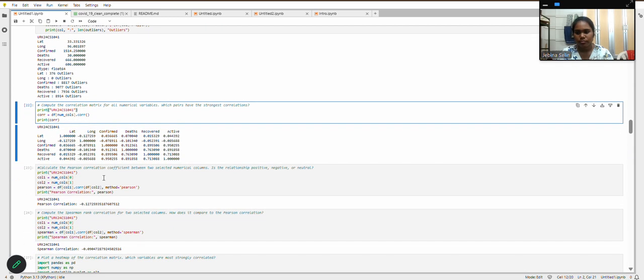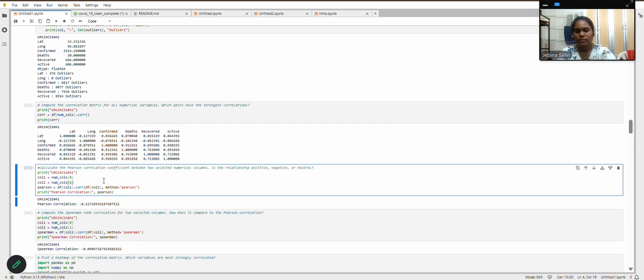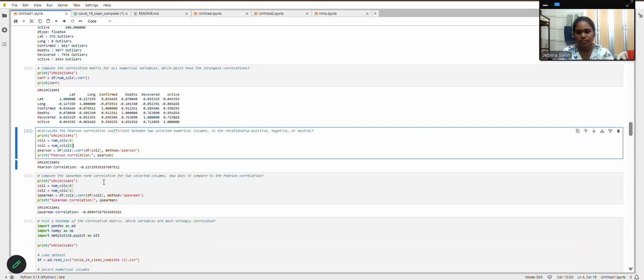strongest relationship. In the ninth question, we calculate the Pearson correlation coefficient between two selected numerical columns. Pearson correlation measures the strength of a linear relationship between the two variables. If the result is positive, both variables tend to increase together. If the result is negative, one variable tends to increase while the other decreases. If the value is close to zero, there is little linear relationship. This helps us determine whether the selected numerical variables have a positive, negative, or neutral relationship.